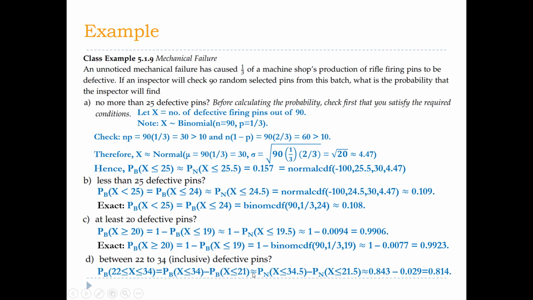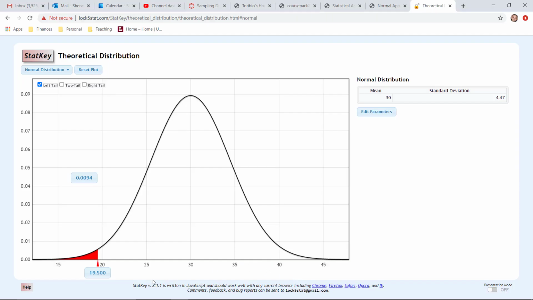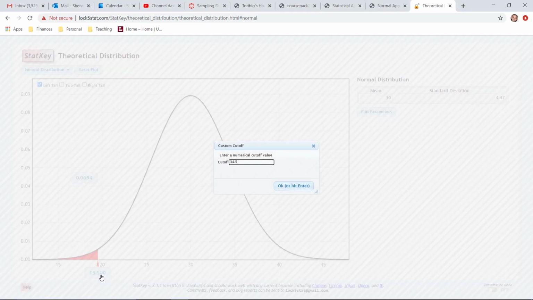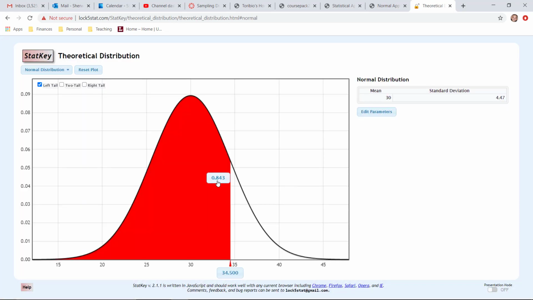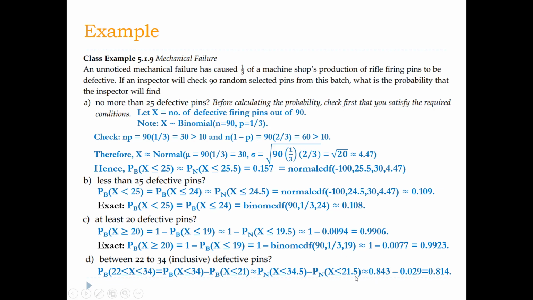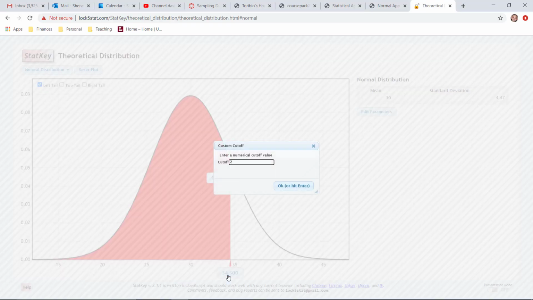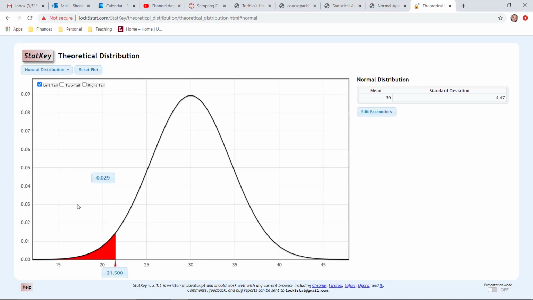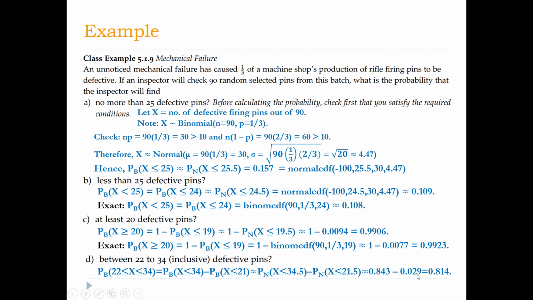Now, because we want to approximate this with a normal approximation, we treat X as if it's normal, but you have to add a 0.5. And we can easily get these probabilities using stat key. So this is 34.5, and you get an area to the left of 0.843. And if it's 21.5, you get 0.029. If you use the exact distribution again, you get a value which is really, really close to what we got using the approximation.